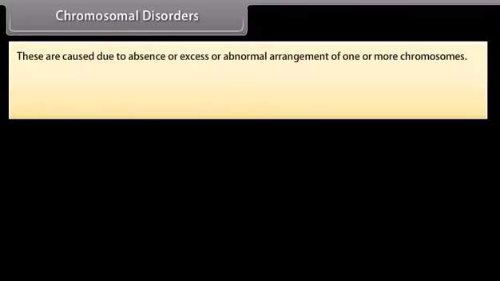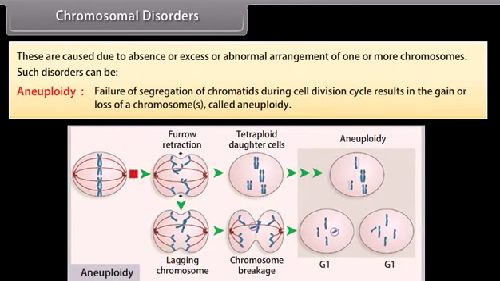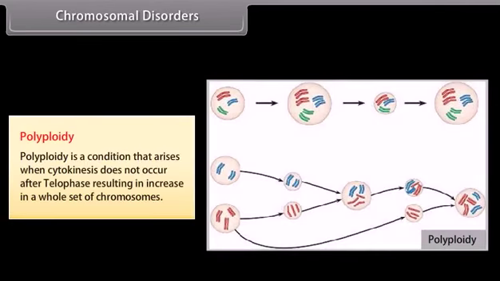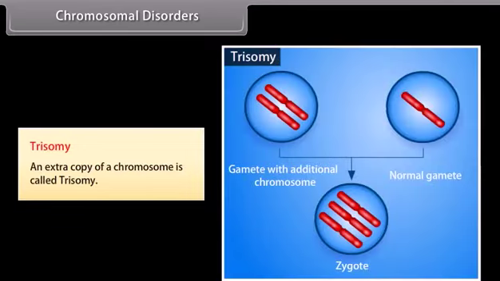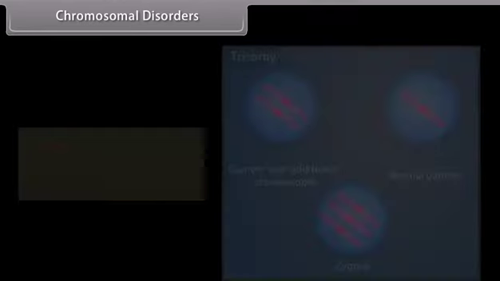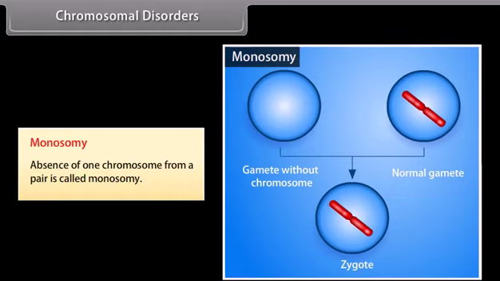Chromosomal disorders. These are caused due to absence or excess or abnormal arrangement of one or more chromosomes. Such disorders can be aneuploidy. Failure of segregation of chromatids during cell division cycle results in the gain or loss of chromosomes, called aneuploidy. Polyploidy is a condition that arises when cytokinesis does not occur after telophase, resulting in increase in a whole set of chromosomes. Trisomy: an extra copy of a chromosome is called trisomy. Monosomy: absence of one chromosome from a pair is called monosomy.